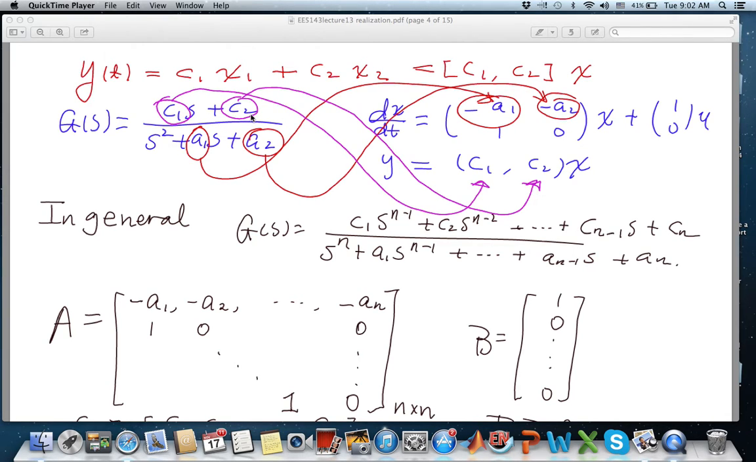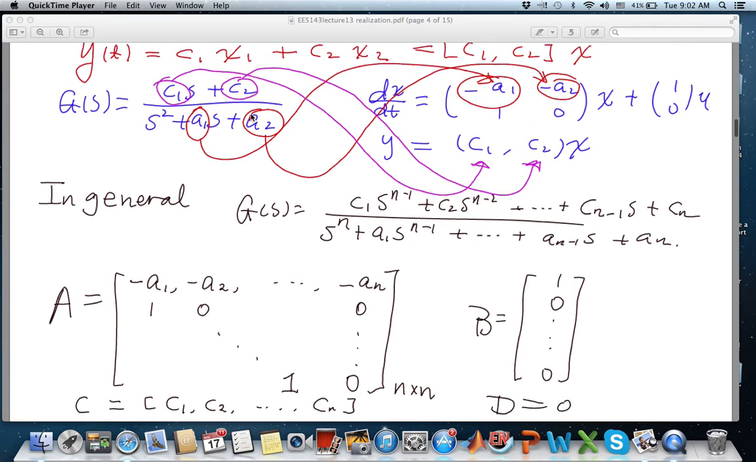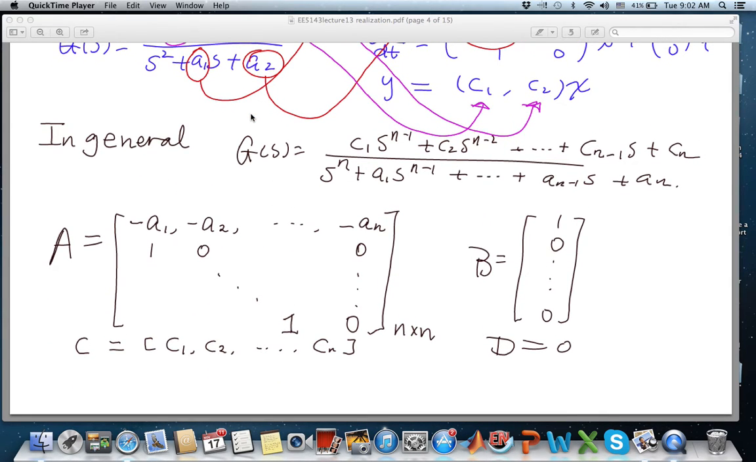Okay. So in general, we will have a higher order system where we have g of s equals c1 times s to the power of n minus 1 plus c2 s to the power of n minus 2 plus, until you have this constant cn come out. Remember here we have c1 times s to the power of n minus 1. The degree of the numerator is still less than the degree of the denominator. So in the denominator we have s to the power of n plus a1 s to the power of n minus 1 until you have an.